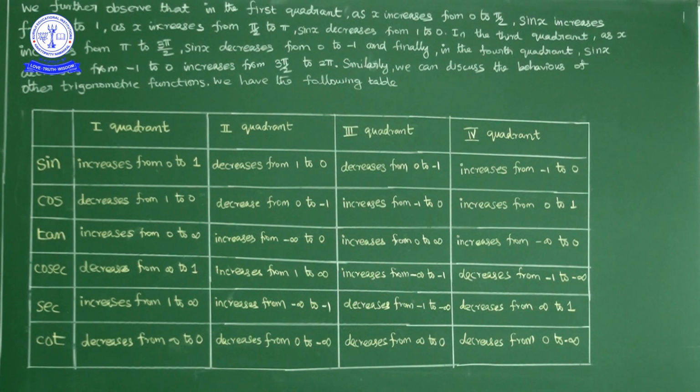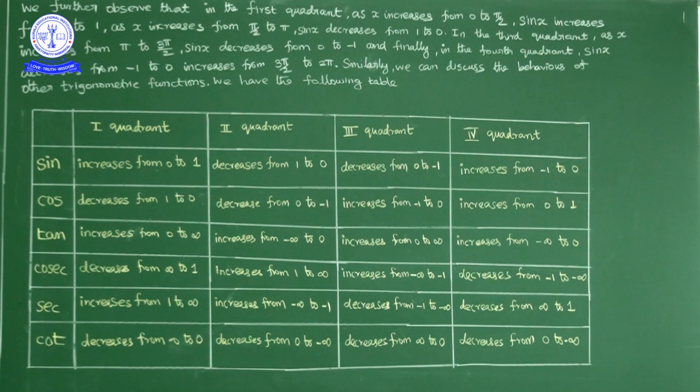Okay. Next one, the last trigonometric function, that is cot. Cot is a reciprocal of tan. So wherever tan is positive, cot is positive. Wherever tan is negative, cot is negative. As tan is positive in the first and third quadrant, cot is also positive in the first and third quadrant. As tan is negative in the second and fourth quadrant, cot is also negative in the second and fourth quadrant.